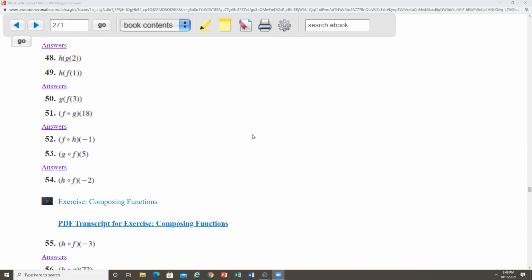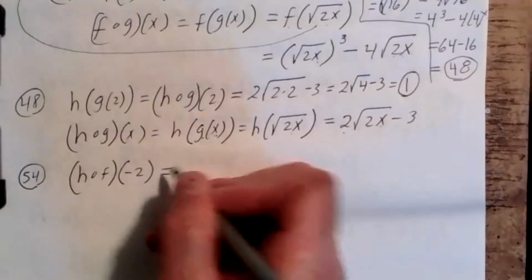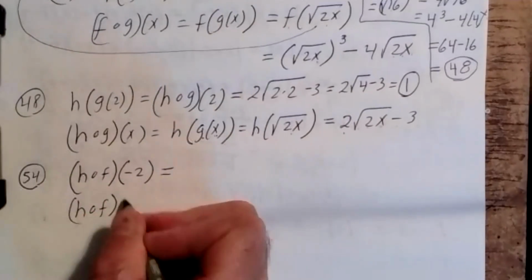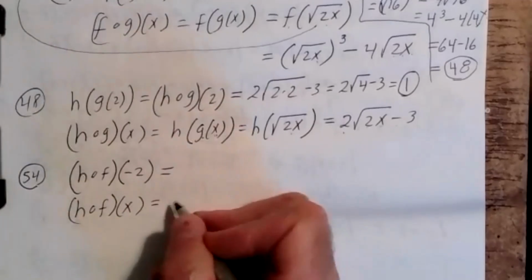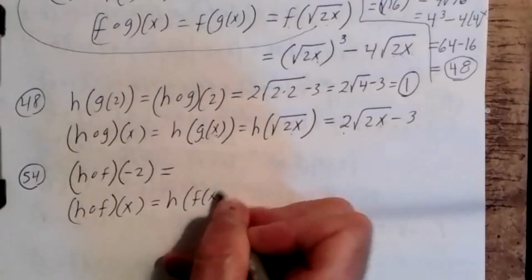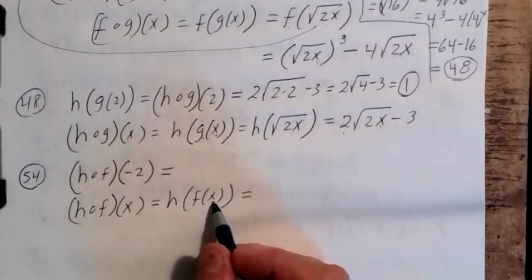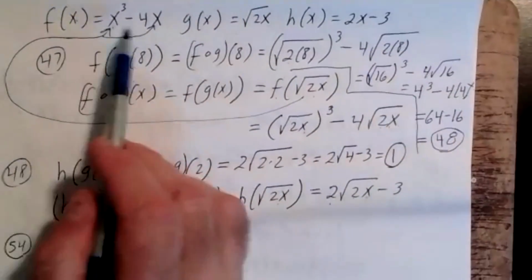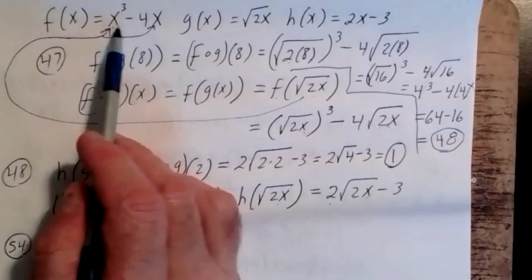Using the previously defined functions, let's find H composed with F of -2. So first of all, what is the new function H composed with F of X in general? Well, that's going to be H of F of X. Put X in the function F, out comes F of X. But what's F of X? You put X in the function F, out comes X cubed minus 4X. That's F of X.